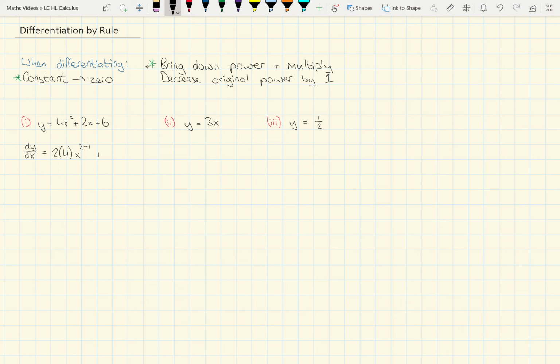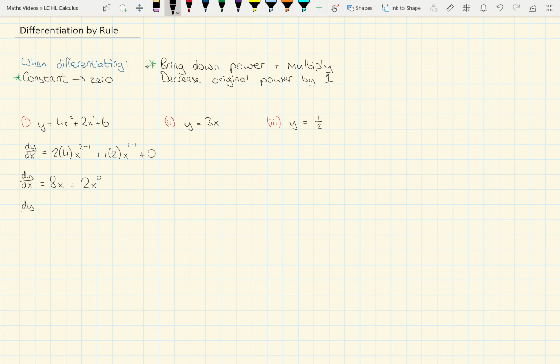plus this 2x essentially has an invisible 1 there. So we bring that down and we get 1, the 2 stays where it is, x to the power of 1 minus 1, we're decreasing our power by 1, plus 6 is a constant, so it just becomes 0. So my next step, I'll tidy up. It'll read 2 4s are 8, x, 2 minus 1 is 1, plus 1 by 2 is 2, x, 1 minus 1 is 0, plus 0.